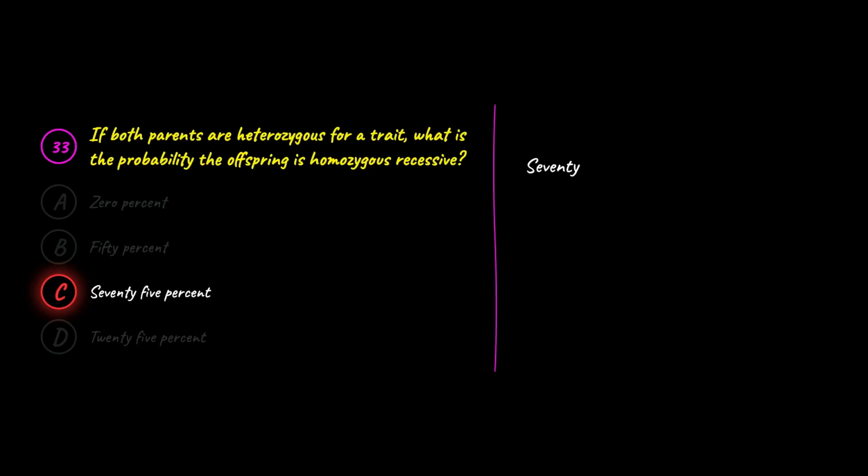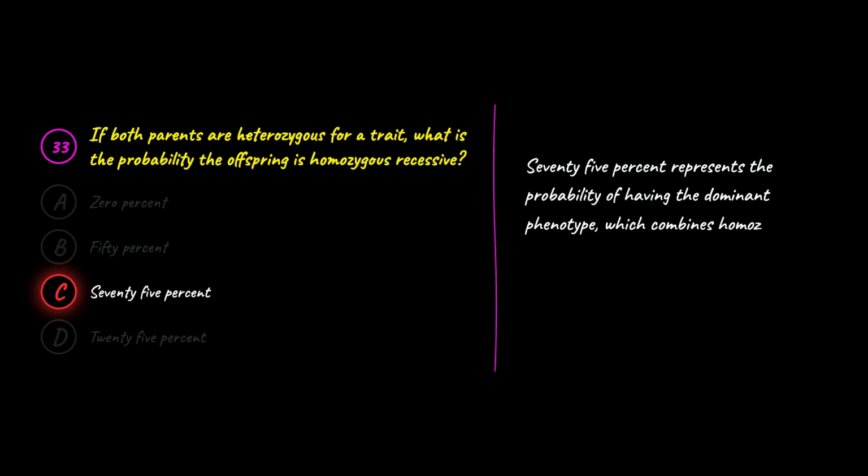C is wrong because 75% represents the probability of having the dominant phenotype, which combines homozygous dominant and heterozygous offspring. This is the chance of dominant appearance, not specifically homozygous recessive offspring after a Punnett square analysis.